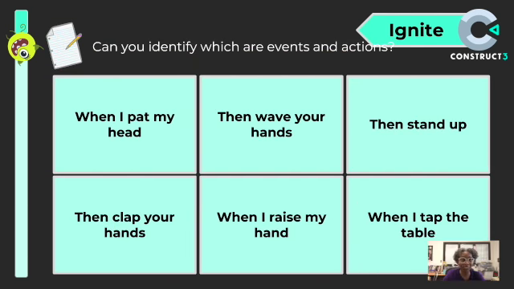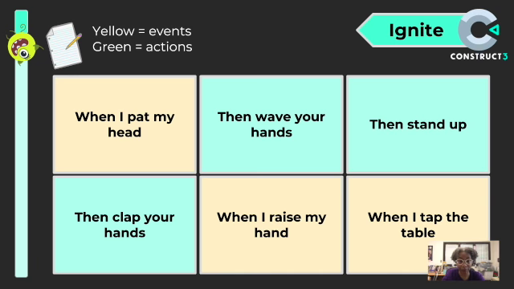So knowing that, take another look at this slide. What would be the input? That's going to be the event. And then what is going to be the output? That is the action. So if you take a look, the inputs here, or the events, are in yellow. When I pat my head, or I raise my hand, or I tap the table, that triggers an action from you, the computer, and the actions in this case would be you waving your hands, or standing up, or clapping your hands.